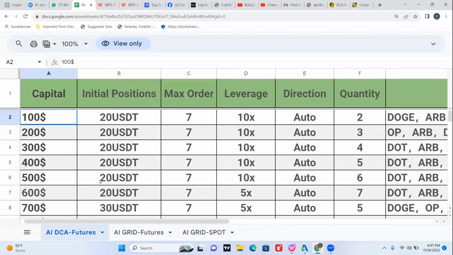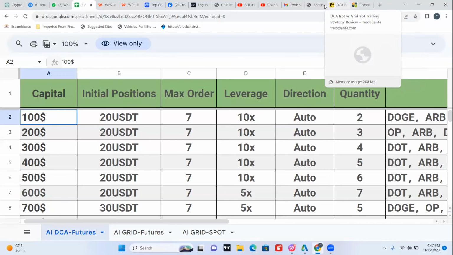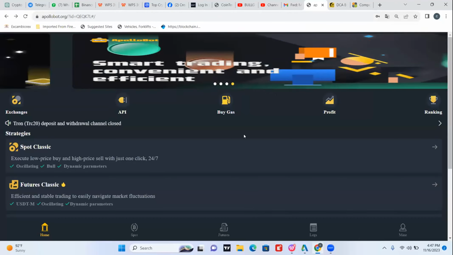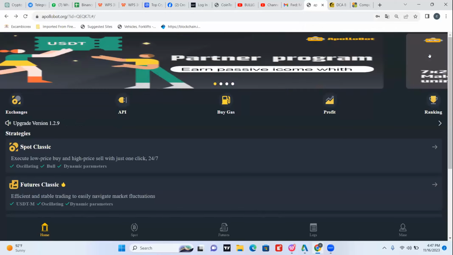So how do we execute these trades on our bot? After you have done your binding, the next step, remember, is the gas. Remember, after the binding, you need to do what we call the gas. So how do you top up your gas?